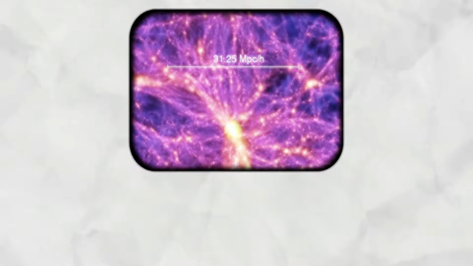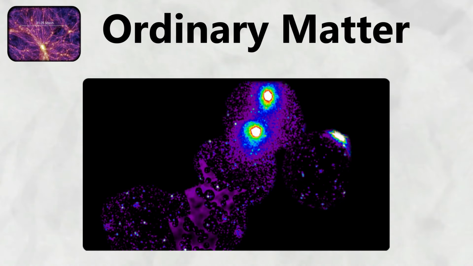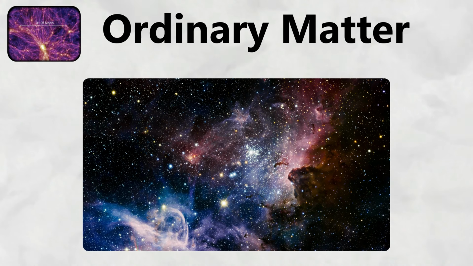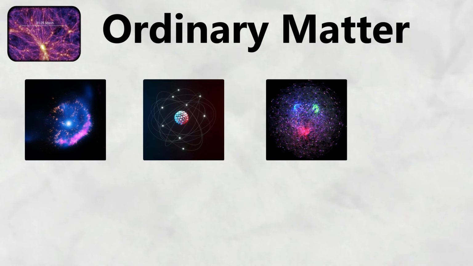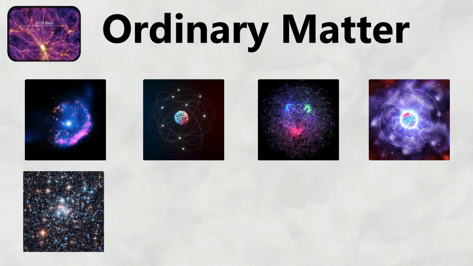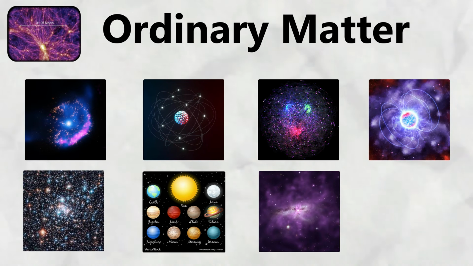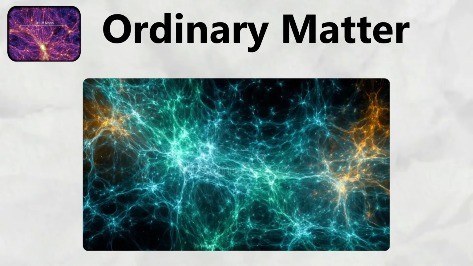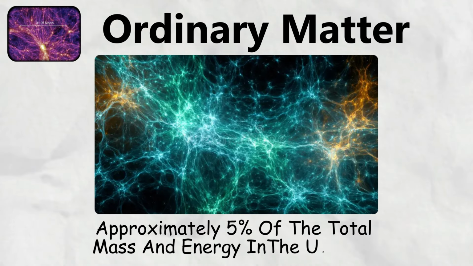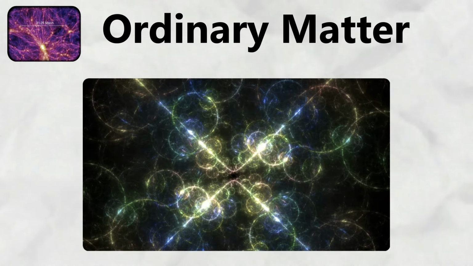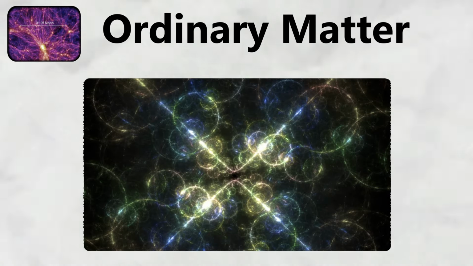Ordinary matter. Ordinary matter, also called baryonic matter, makes up everything we can see and touch in the universe. This includes all atoms composed of protons, neutrons, and electrons that form stars, planets, gas clouds, and living organisms. Ordinary matter accounts for approximately 5% of the total mass and energy in the universe, making it surprisingly rare compared to other forms of matter.